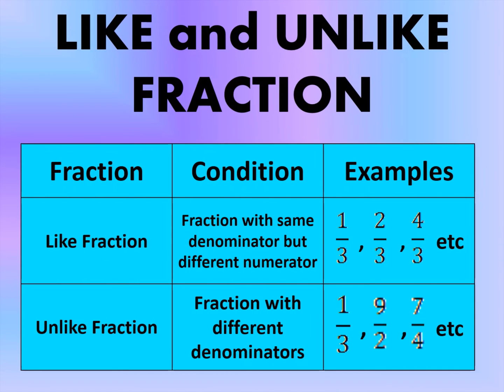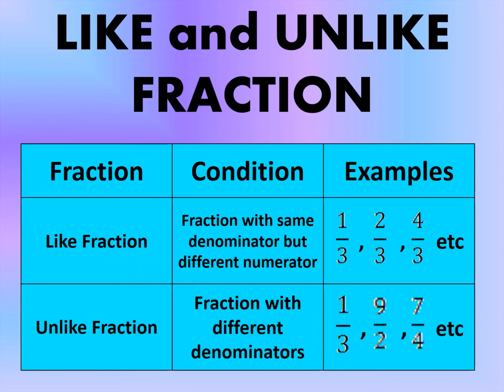Now here we go with like and unlike fractions. For like fractions, the condition is fractions with the same denominator but different numerators. You can see this with the example 1 upon 3, 2 upon 3 and 4 upon 3. The denominators are 3, 3 and 3 and the numerators are different.